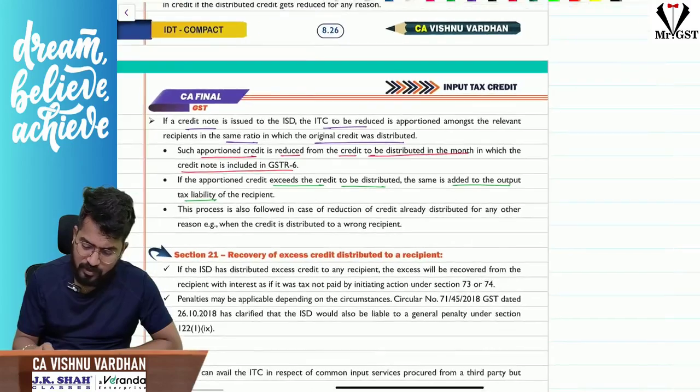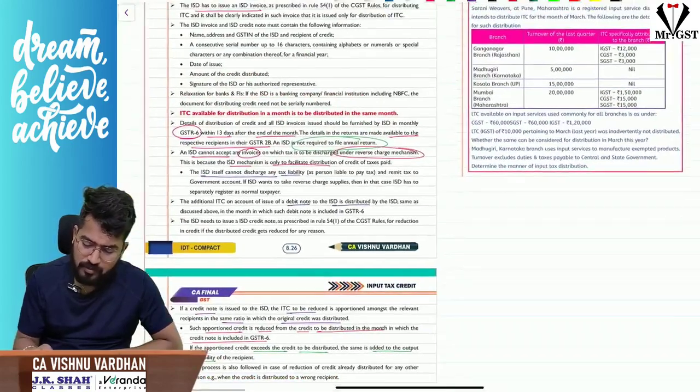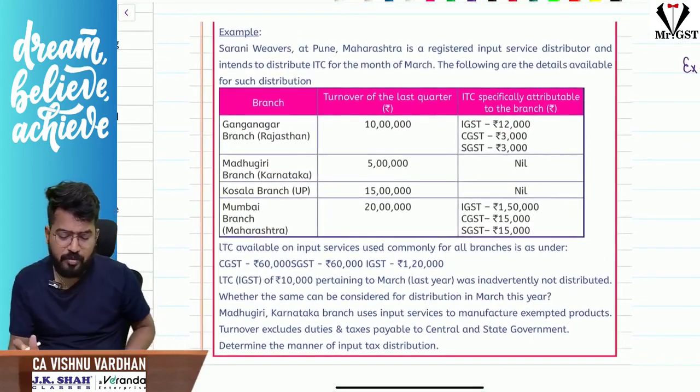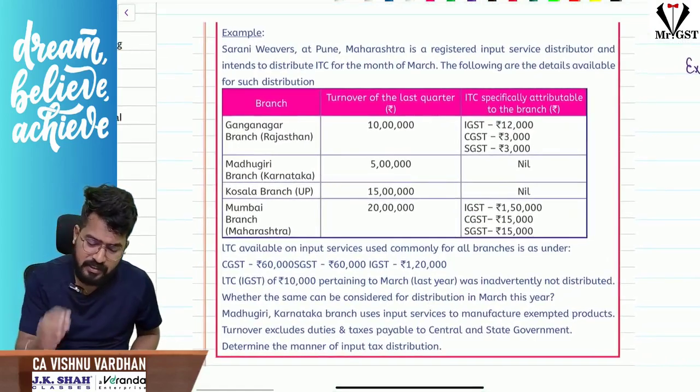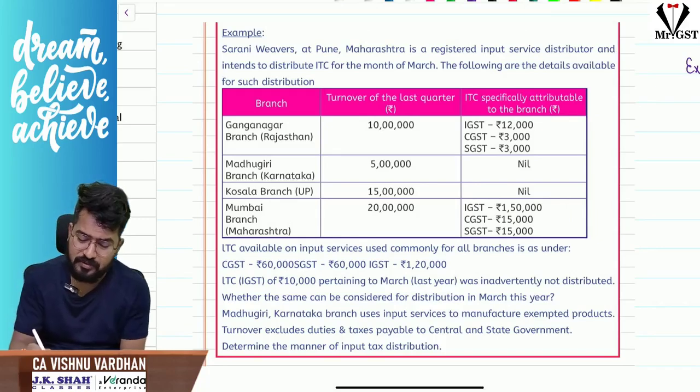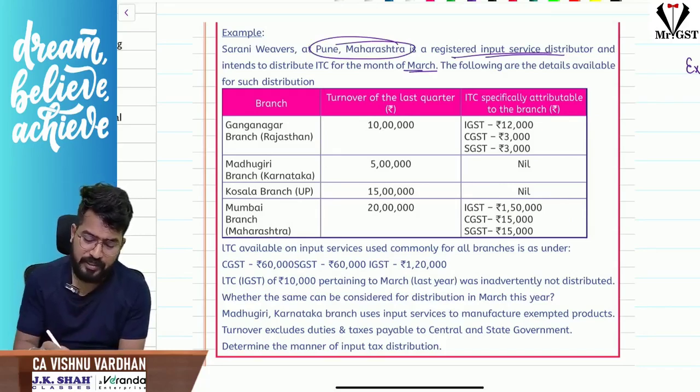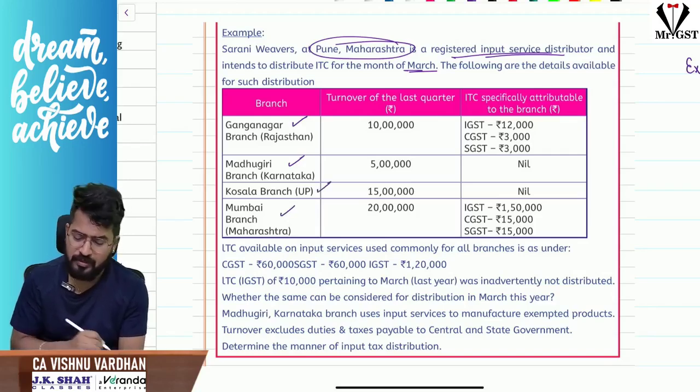Fine. Now here there is a small problem. Look at this. Pause the video and just try to see the problem. See, what they are trying to do is, sir, there is an input service distributor registration, and this is in Maharashtra. For the month of March, they give the following details. Sir, this is the Ganganagar branch in Rajasthan, Madhugiri in Karnataka, Kosala branch in Uttar Pradesh, and Mumbai branch in Maharashtra.